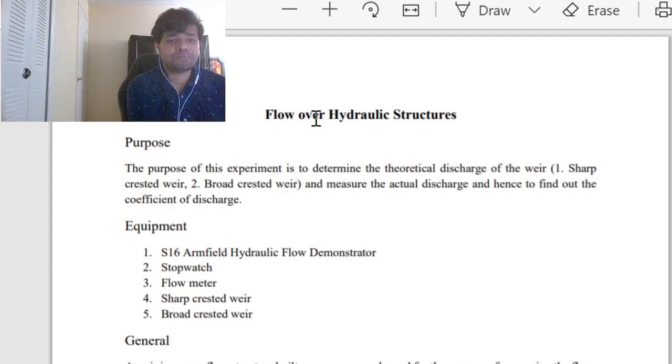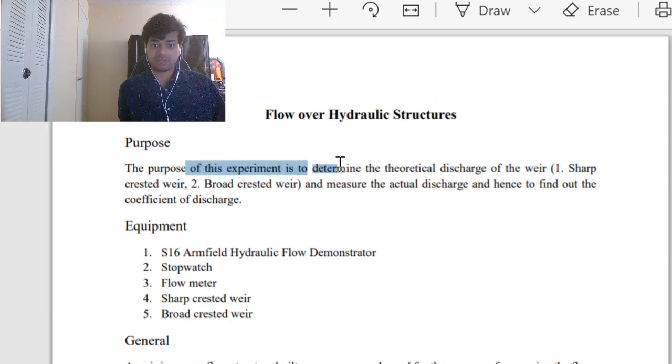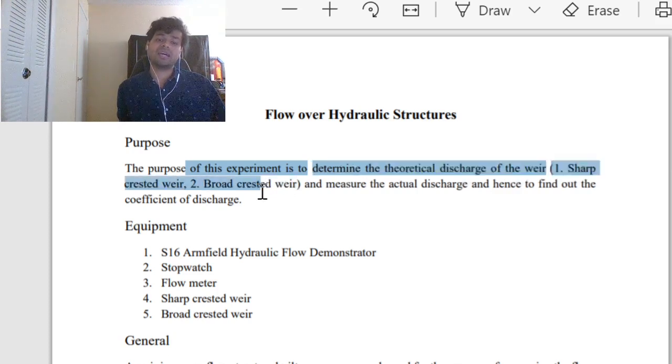And today we'll use only one structure. Of course we have very limited time, so I cannot show you the whole range of structures, but I'm going to show you one kind of structure, that is the weir. If you look at your lab manual, the purpose of the experiment is to determine the theoretical discharge of the weir. Weirs can be of many types, but for this experiment we will use the sharp crested weir and the broad crested weir.